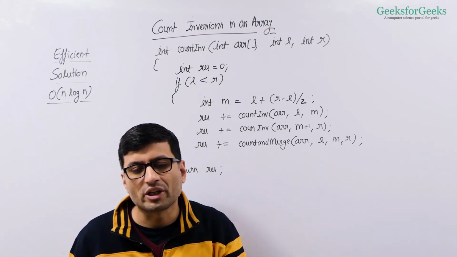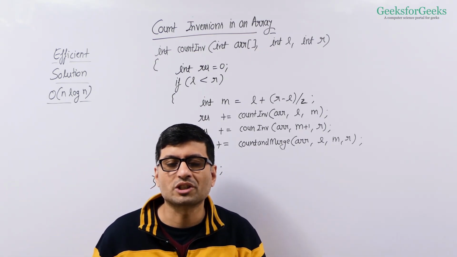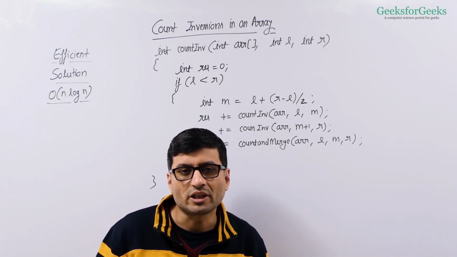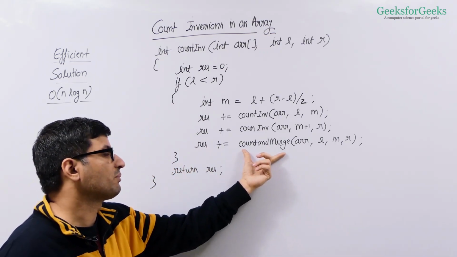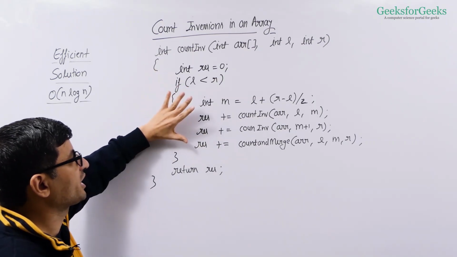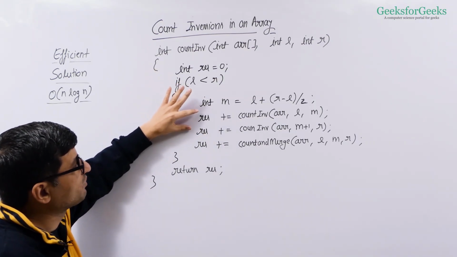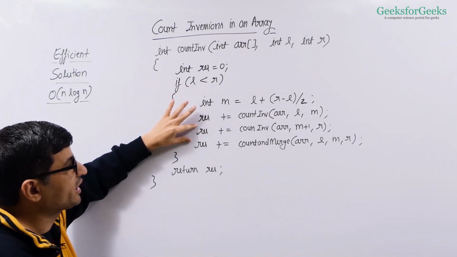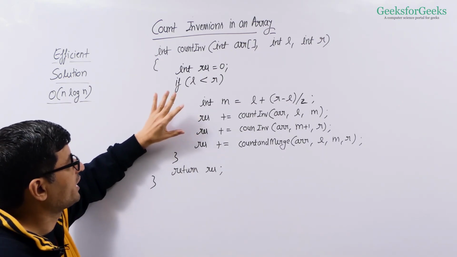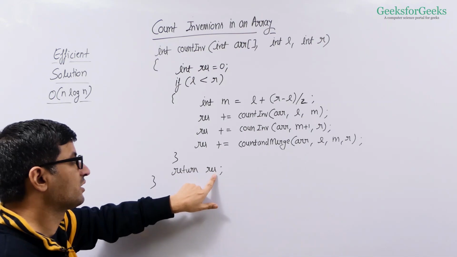It merges two sorted arrays and it also counts inversions such that one element is in the left half and the other element is in the right half. This is also done by count and merge. So what are we doing here in this basic function skeleton? We are simply counting inversions in the left half, counting inversions in the right half, and we are counting inversions while we merge these two parts, right? And at the end, we simply return the result.